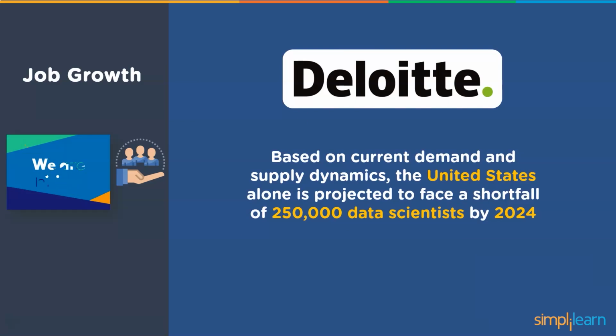And if you are aspiring to become a data scientist, then you are on the right path as there is a huge demand for this role. According to Deloitte, the United States is projected to face a shortfall of 250,000 data scientists by 2024. That's barely just in 4 more years. All these stats prove that the job demand in the field of data science and data analytics is here to stay. Professionals belonging to this domain are in high demand all across the globe.